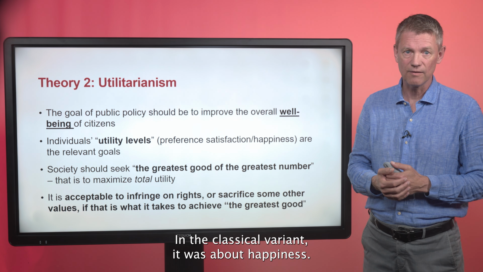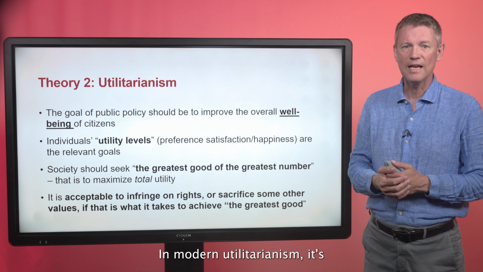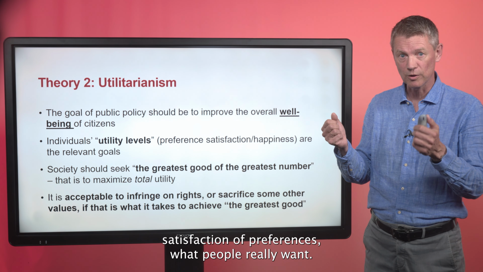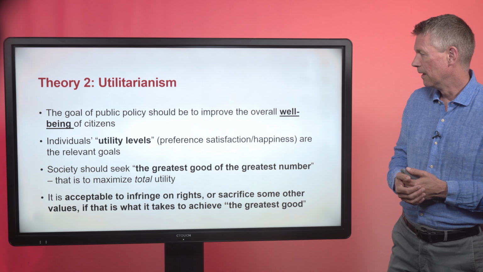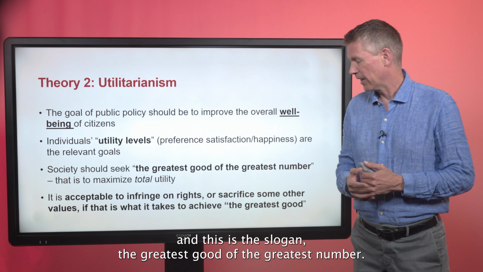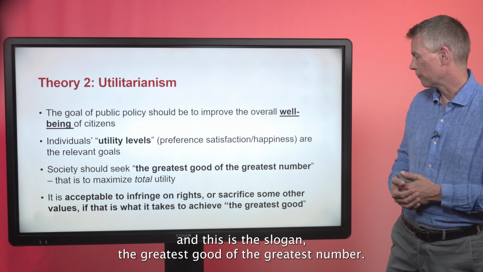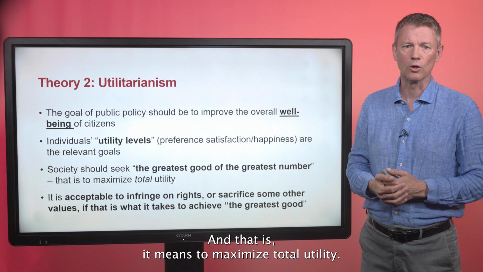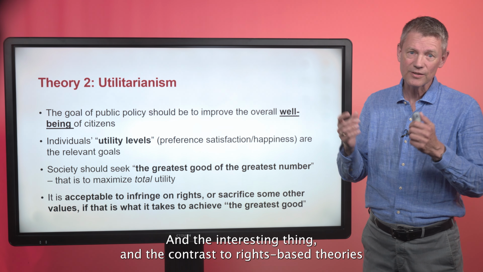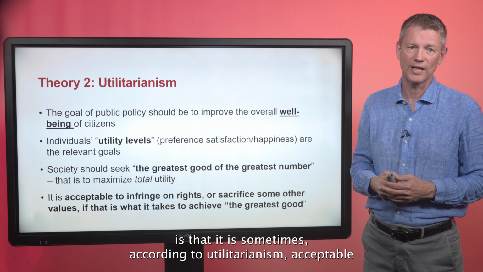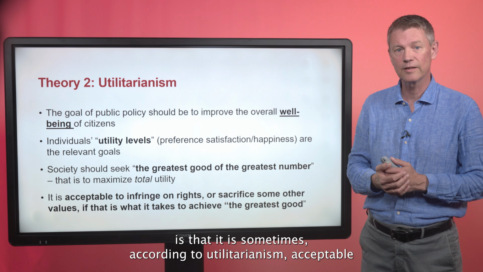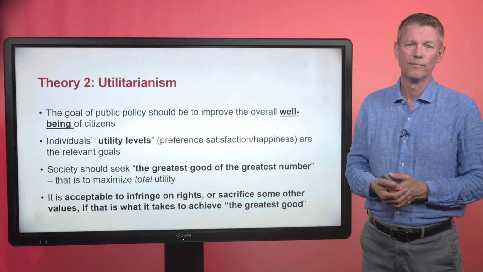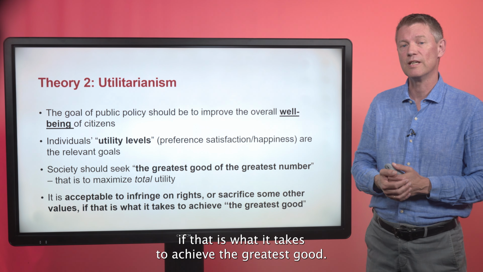In the classical variant, it was about happiness. In modern utilitarianism, it's satisfaction of preferences, what people really want. Society should seek, and this is the slogan, the greatest good of the greatest number. It means to maximize total utility. And the interesting thing, in contrast to rights-based theories, is that it is sometimes, according to utilitarianism, acceptable to infringe on rights or sacrifice some other values, if that is what it takes to achieve the greatest good.